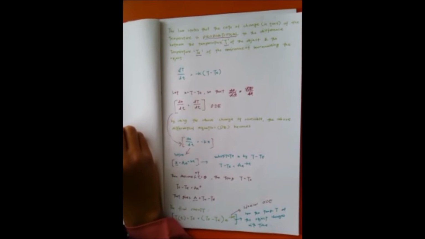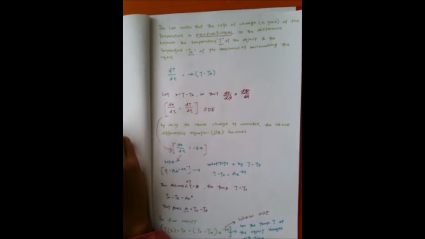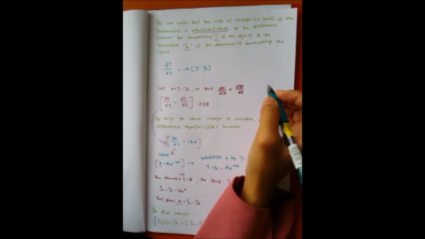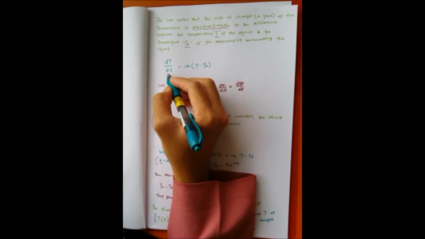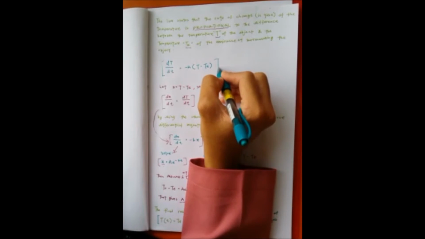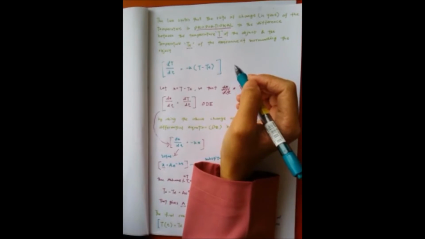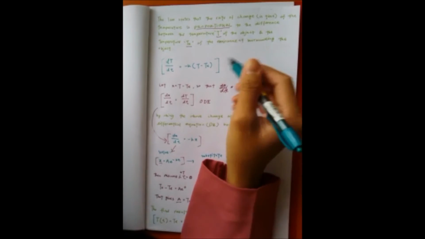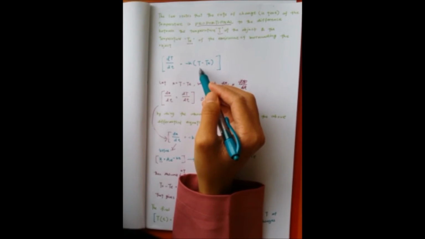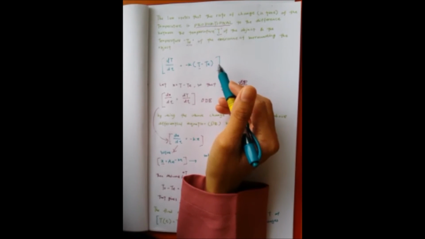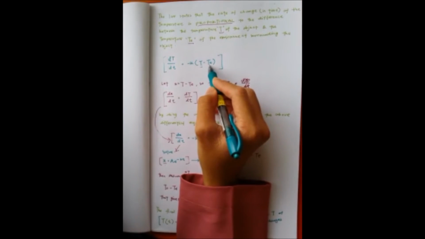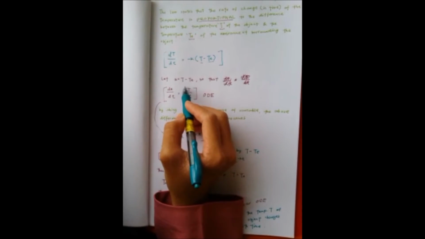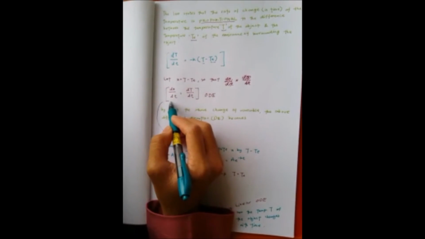One example application of differential equation is Newton's law of cooling. So basically what Newton's law of cooling says is this equation. This equation says the rate of change of the temperature is proportional to the difference between the temperature of the object, which is T, and the temperature of the environment, which is indicated as TE. So let x equal T minus TE. So we get this equation.